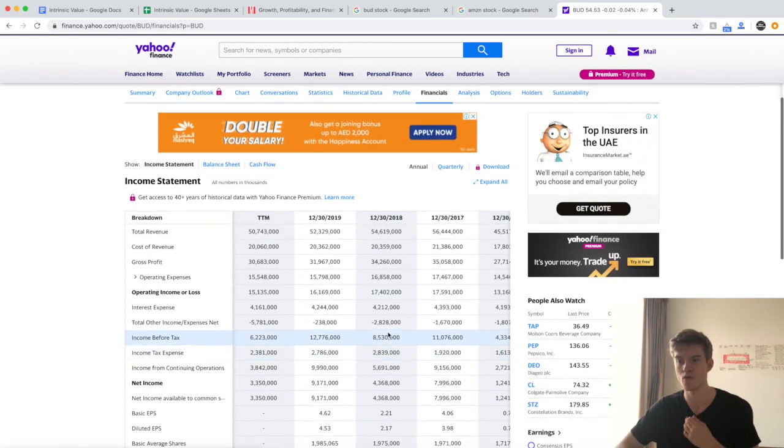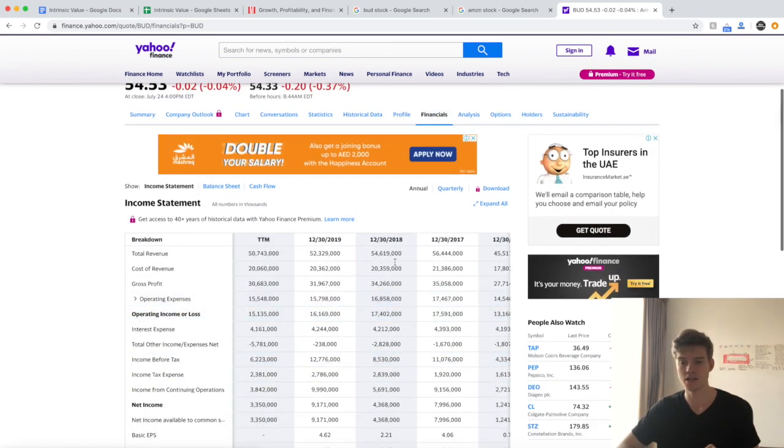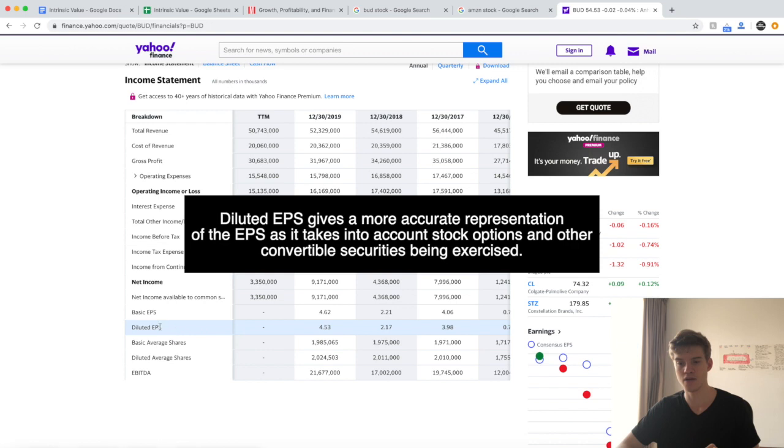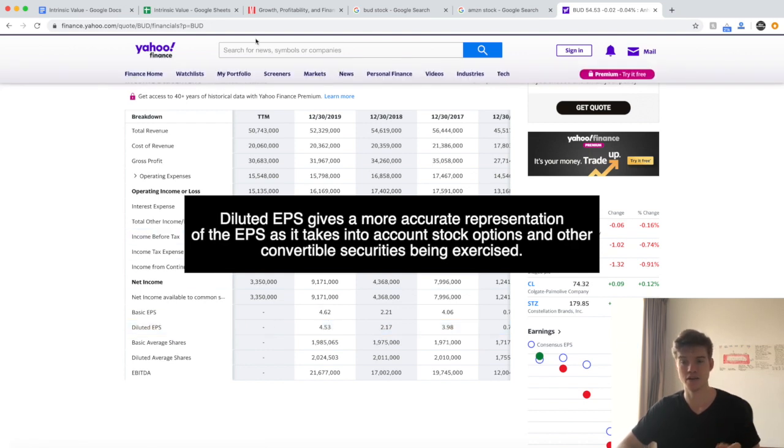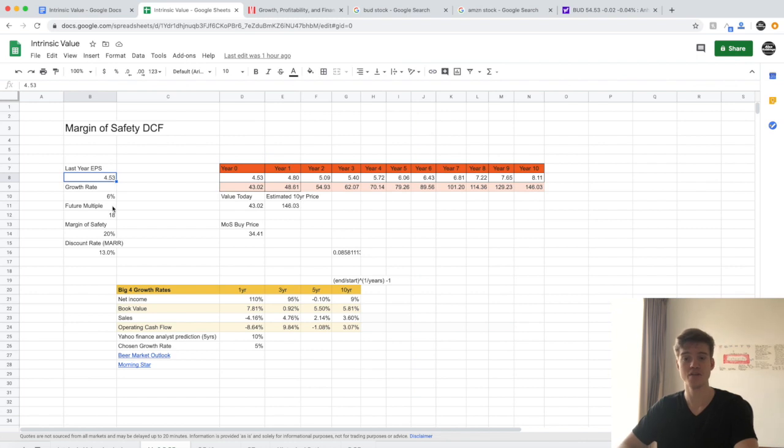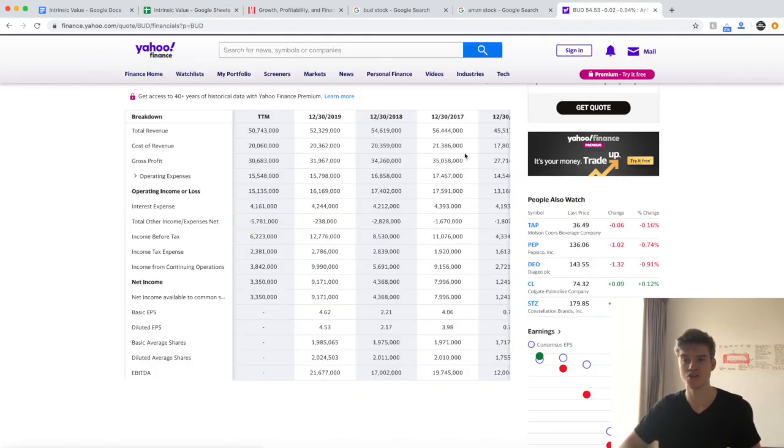So what we can do is we can actually click on their financials and we can scroll down and we can see that their diluted earnings per share was 4.53. So that's what we're actually going to use in our calculations. Now that we have the earnings per share, we need to determine a growth rate that we want to choose for our company. You can look at analyst expectations on Yahoo Finance.